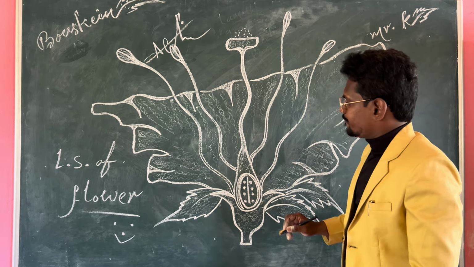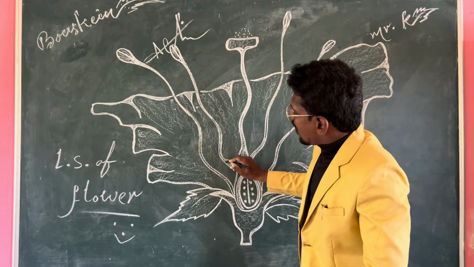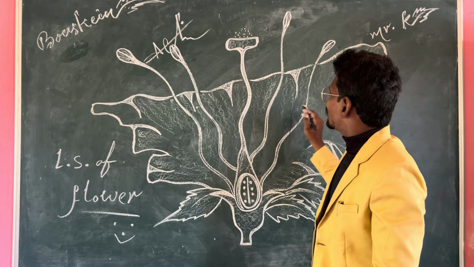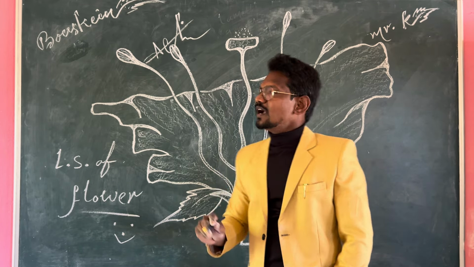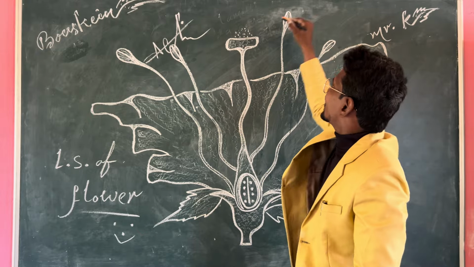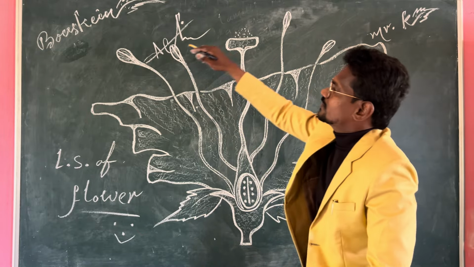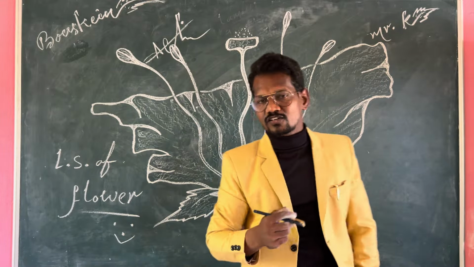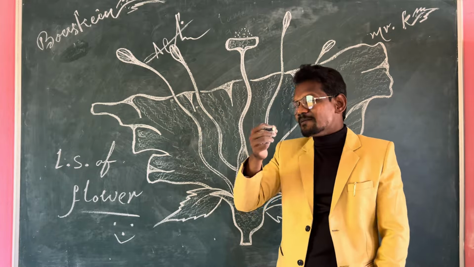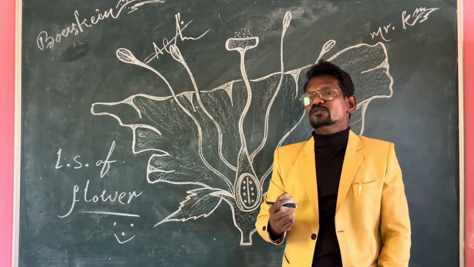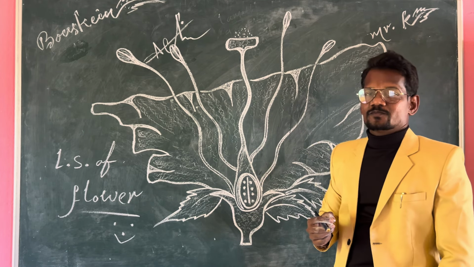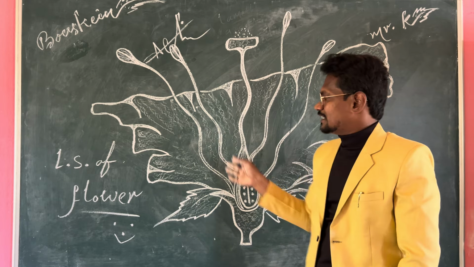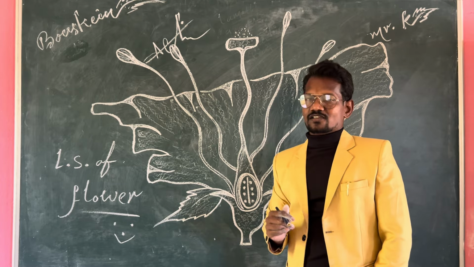Then followed by that, long tube-like structures arise. These are known as filament. At the tip of each filament, special structures are arranged, known as anthers. So this anther and the filament together are called stamen. Stamen, or the male reproductive organs of the flower, or androecium. Stamen or androecium is nothing but the male reproductive parts of the flower.